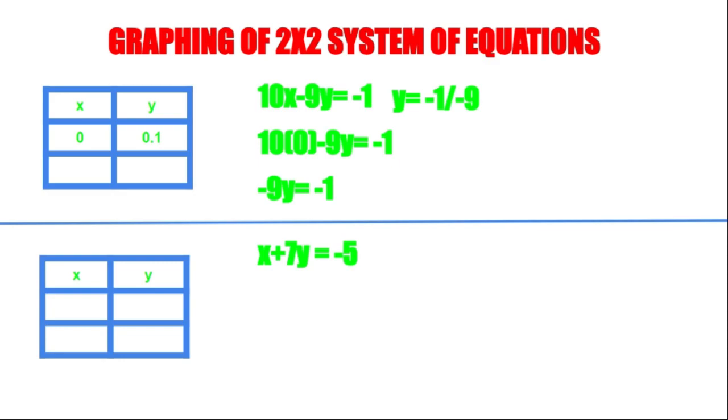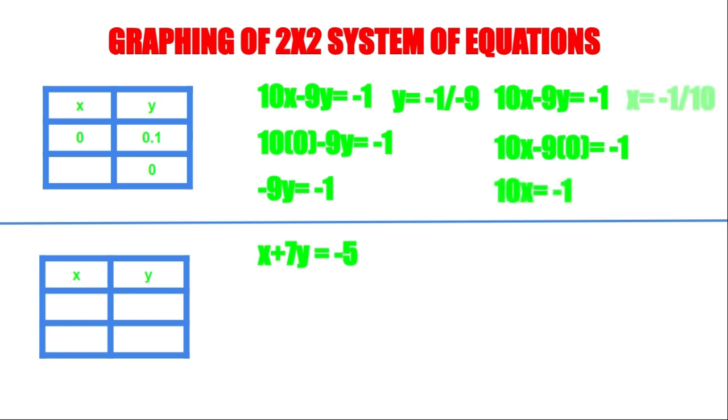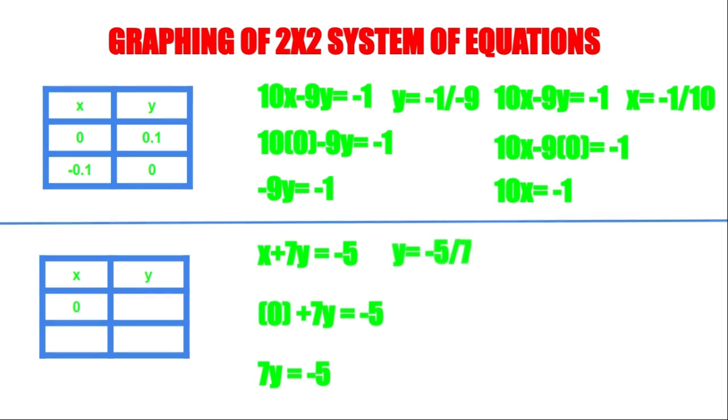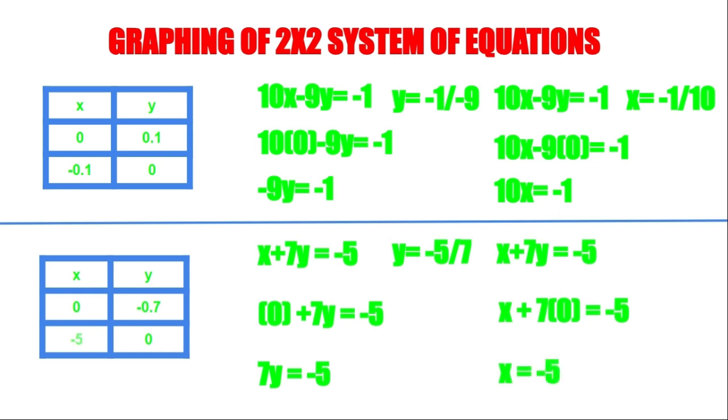The value of y will now be assigned 0. We solve the formula and pass the 10 by dividing, which gives us minus 0.1. Now we will solve the second formula. We assign 0 to the value of x and substitute, and we will be left with 7y equal to minus 5. We pass the 7 by dividing, which gives us minus 0.7, and it will be placed in the table. We repeat the same process with y equal to 0. We substitute, and x is equal to negative 5. It is placed in the table and the graph is made.